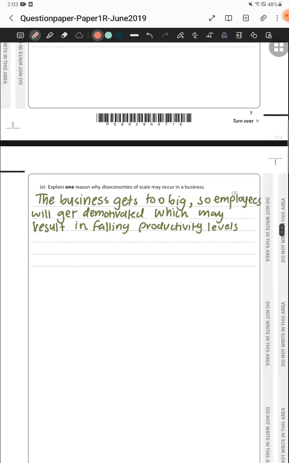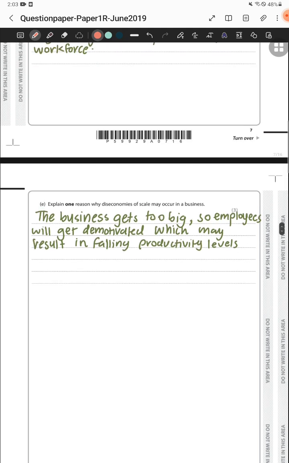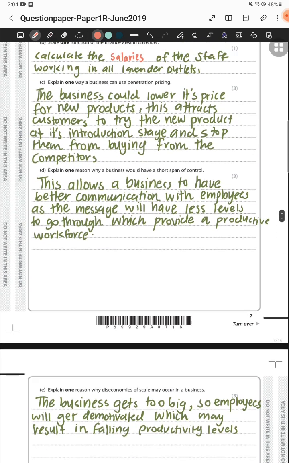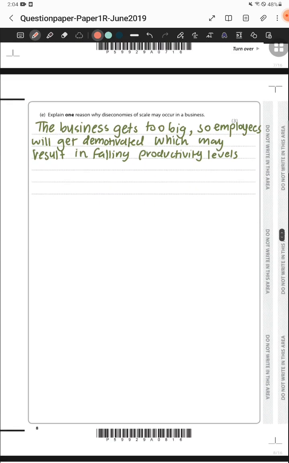Alright, now for part E. Explain one reason why diseconomies of scale may occur in a business. Okay, the business gets too big, so employees will get demotivated, which may result in falling productivity levels. So this may happen to Lavender because, as I said, they have more than one outlet, and if they were to get bigger, they might lose control. It's not that easy to keep up with so many shops at once.